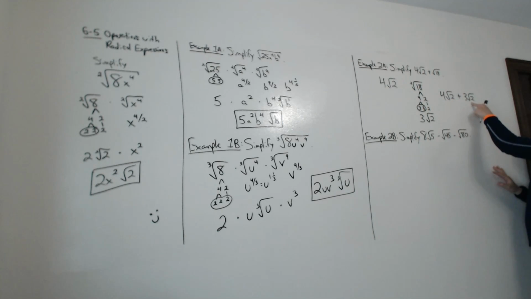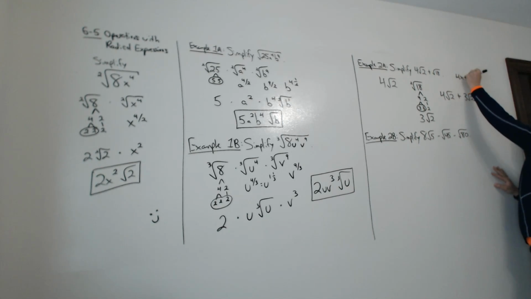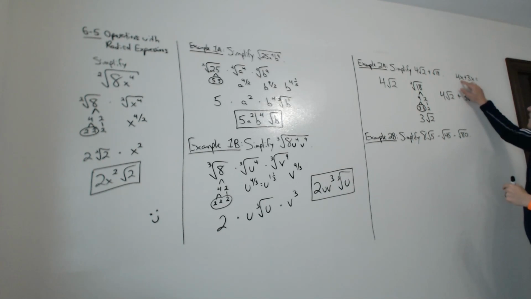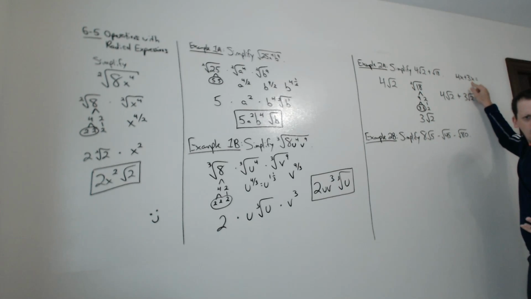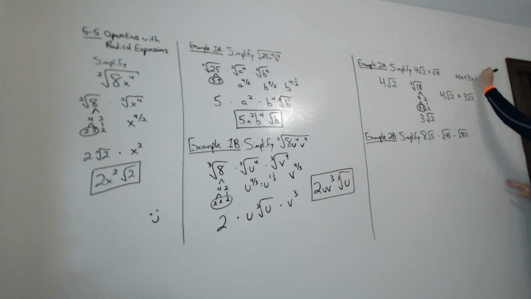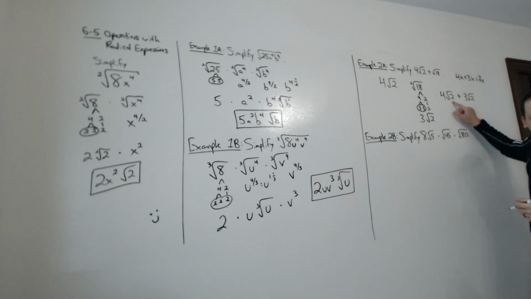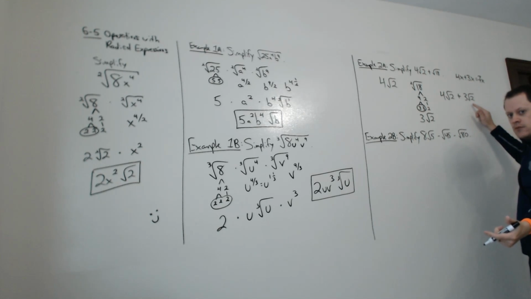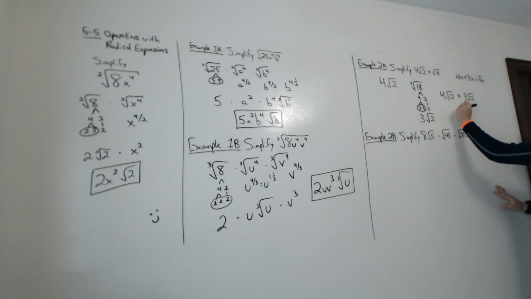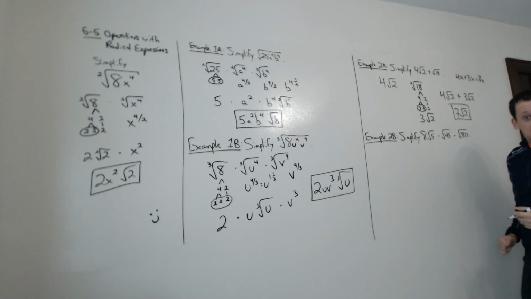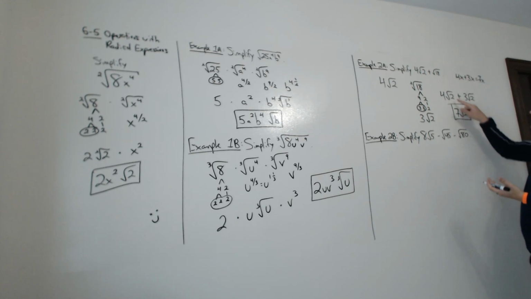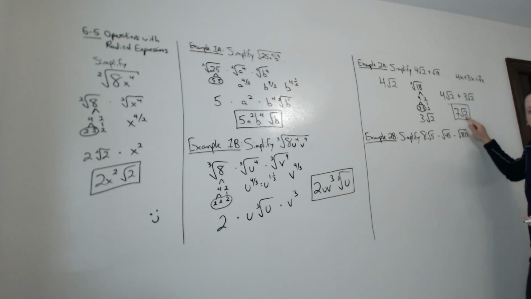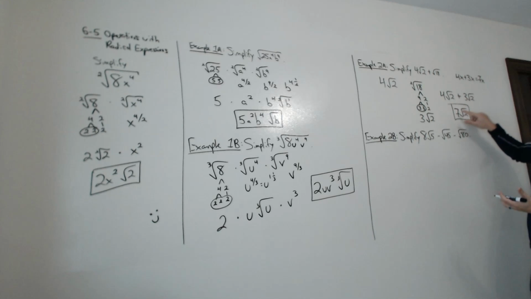I'm saying this problem, you're going to treat it the same way as this one. If you've got 4x plus 3x, that would equal what? 7x, right? So if you've got 4 square roots of 2, and I give you 3 more square roots of 2, what do you have? 7 square roots of 2. These roots are still the same root, but you've got 4 of them, and then 3 more makes 7.